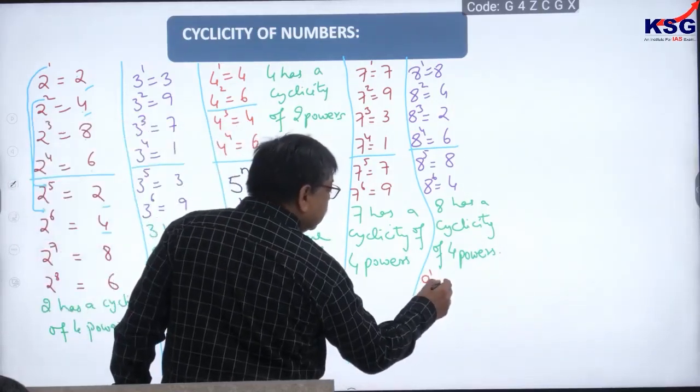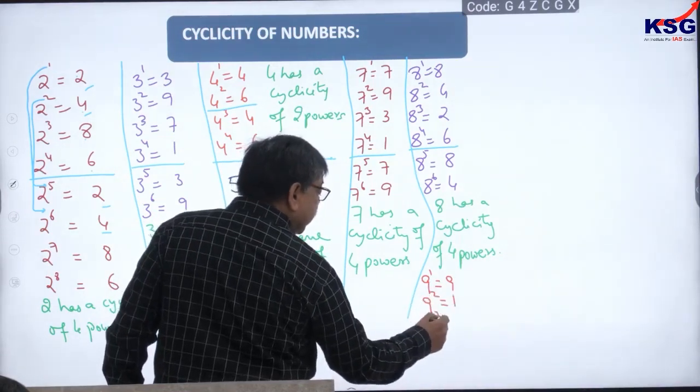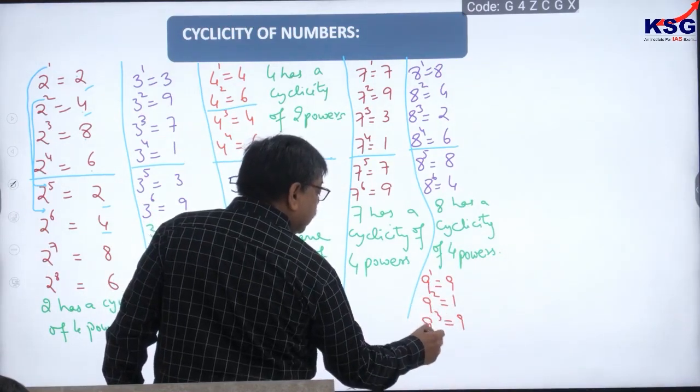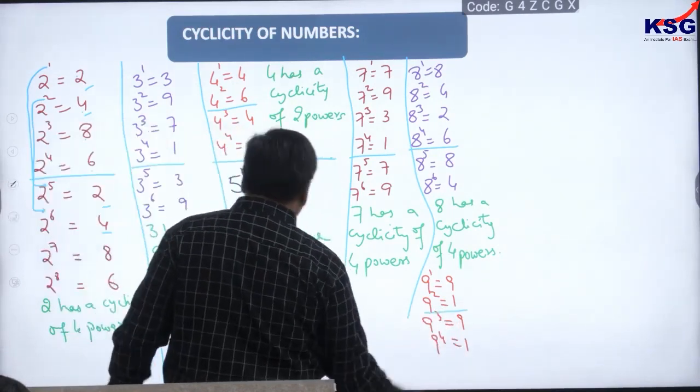Now let us have a look at 9. 9 power 1, 9 power 2 is 81, no? 9 power 3, 9, 9 power 4, 1. So here 9 has a cyclicity of? Absolutely.